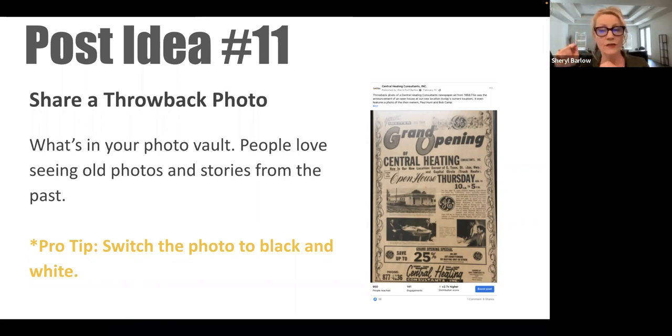Oh, and a pro tip for this: if you've got an old photo and it's in color, try switching it to black and white and posting it. That just gives a kind of a cool little effect to it. So throwback photos. All right, post idea number 12. I think this one's super important. It's our last one as well that I'm going to share with you today.